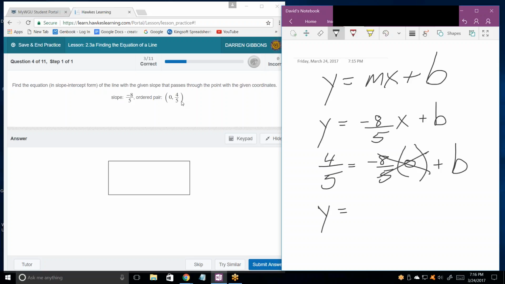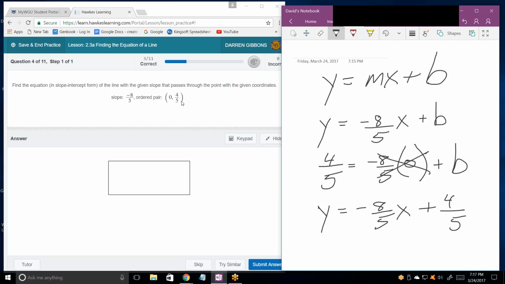Y equals minus 8/5 x plus 4/5. In this case, it's plus. In the last case, we got a negative b. But in this case, b is positive 4/5.